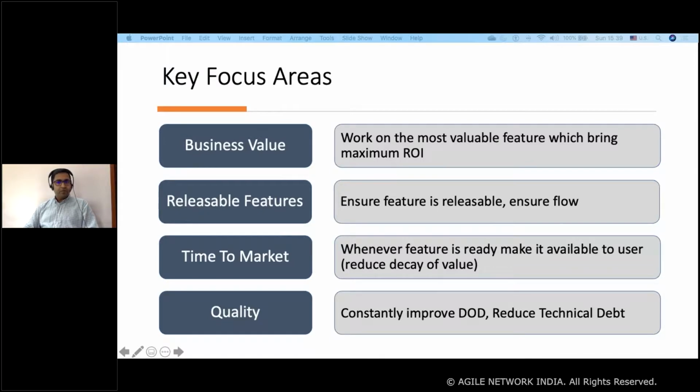Okay, so leave room for innovation. Teams should have space to innovate. Do not keep them 100% busy. It's not going to help in the long run.